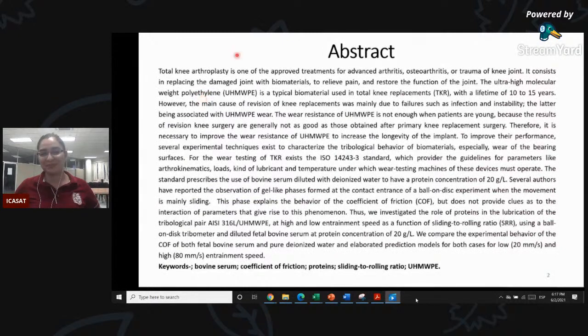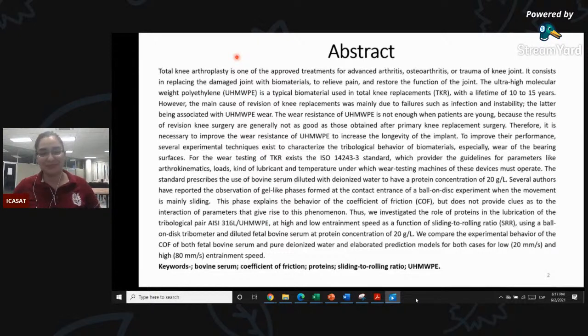I'm going to start with the abstract. I'm going to mention the general abstract. Total knee arthroplasty is one of the approved treatments for osteoarthritis, advanced arthritis, or trauma of the knee joint. This consists of replacing the damaged joint with a biomaterial. The most common biomaterials are ultra high molecular weight polyethylene and stainless steel 316L.